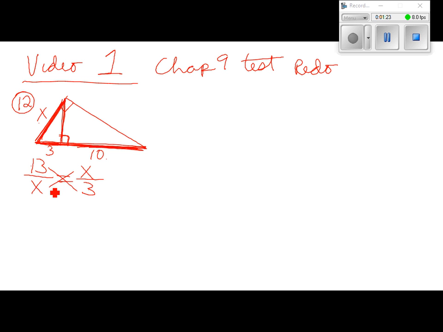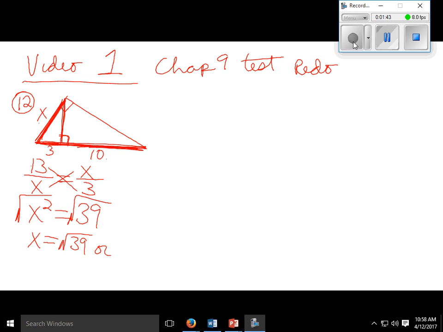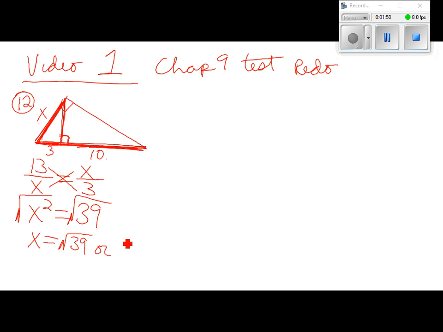Cross multiply, and we end up with x squared equals 39. Take the square root. 39 is not a perfect square, so your answer could be left as just the square root of 39. Or if you use your calculator and take the square root, you end up with about 6.2. I would accept either of those answers.